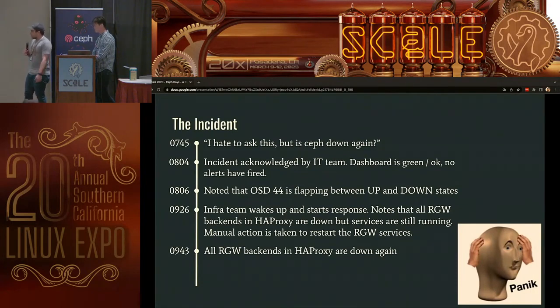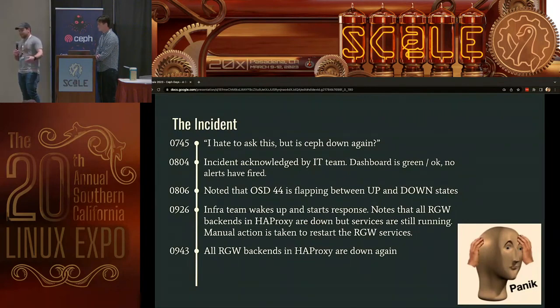Something that we noticed that was very interesting was all of our RGW services were up, but HAProxy was claiming that the backends were down. So the instances were running but not serving any requests. In order to try remedying this, we'd seen similar problems with out-of-memory conditions before, so we just decided to restart them all, but they continued falling into this down state.